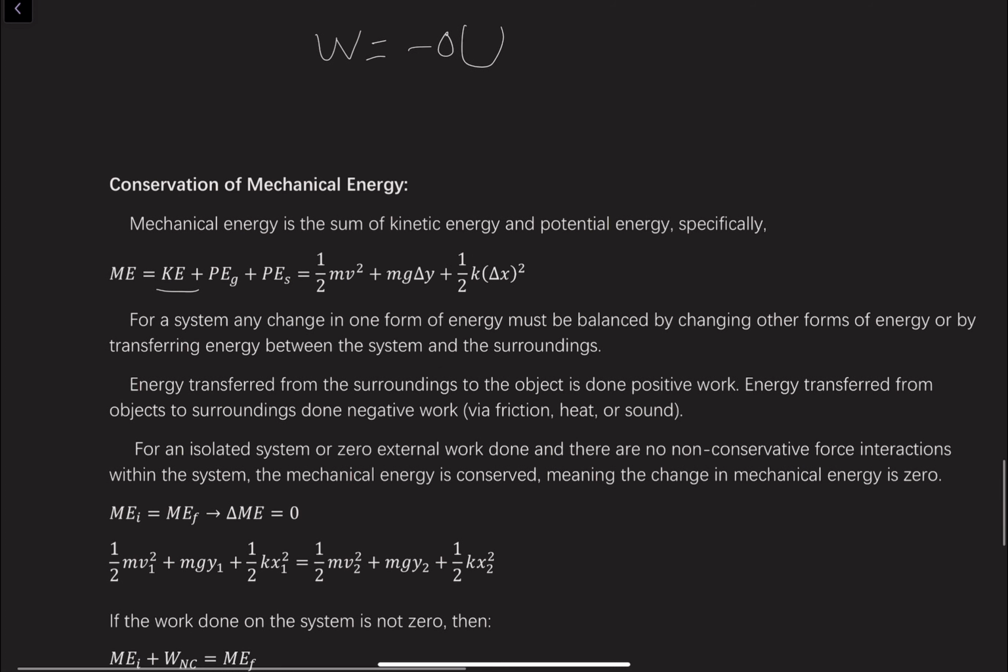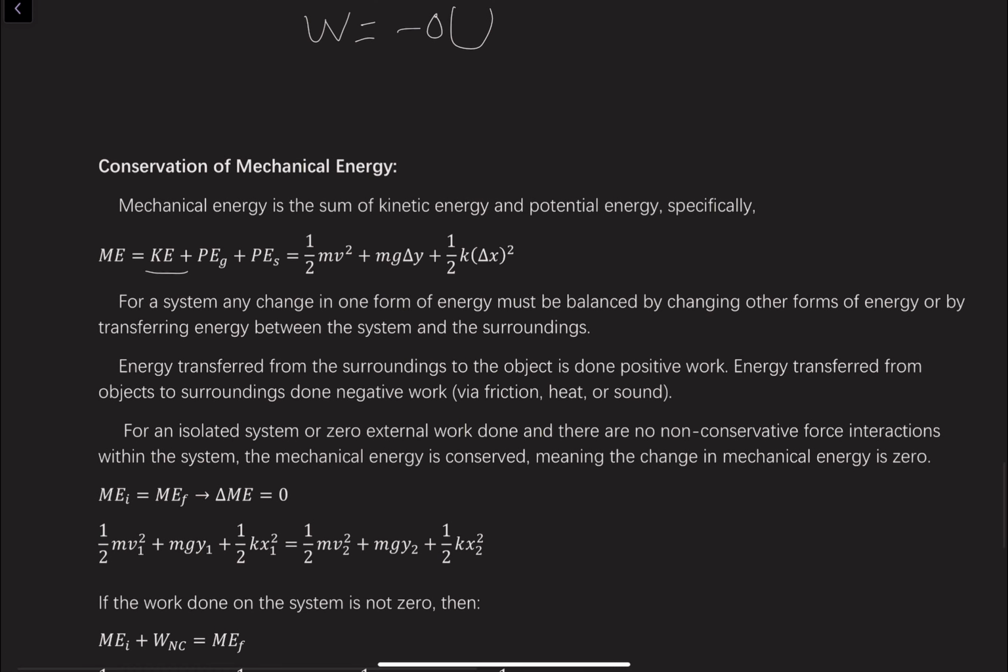The energy transfer from surroundings to object is done by positive work. The energy transfer from object to surroundings is done by negative work. For example, there are friction, heat, or sound. They're losing energy through these.